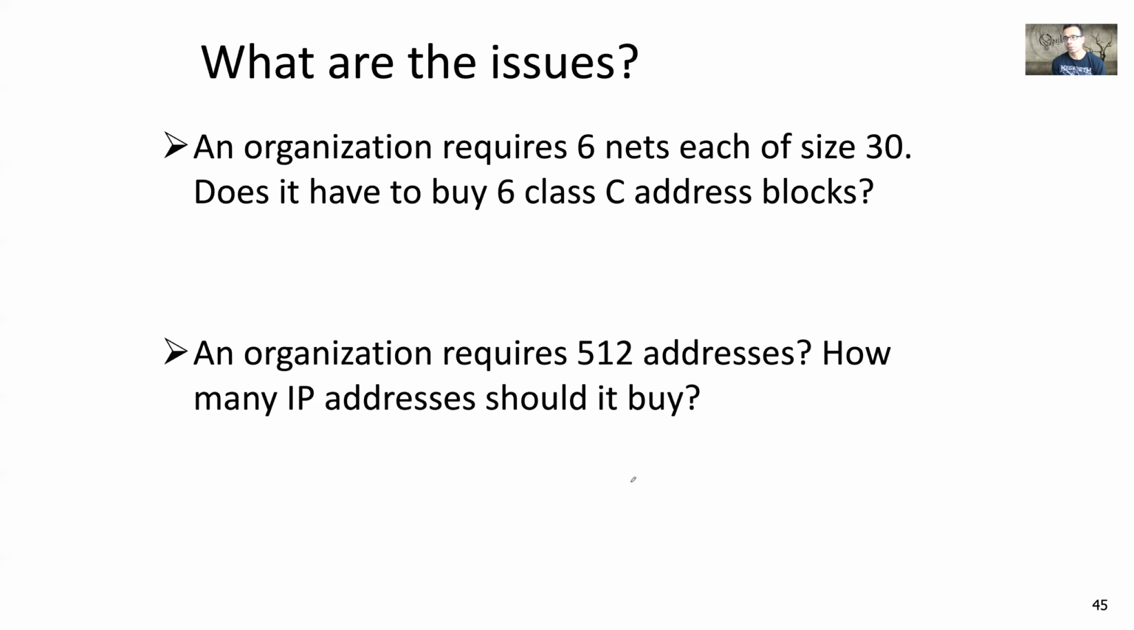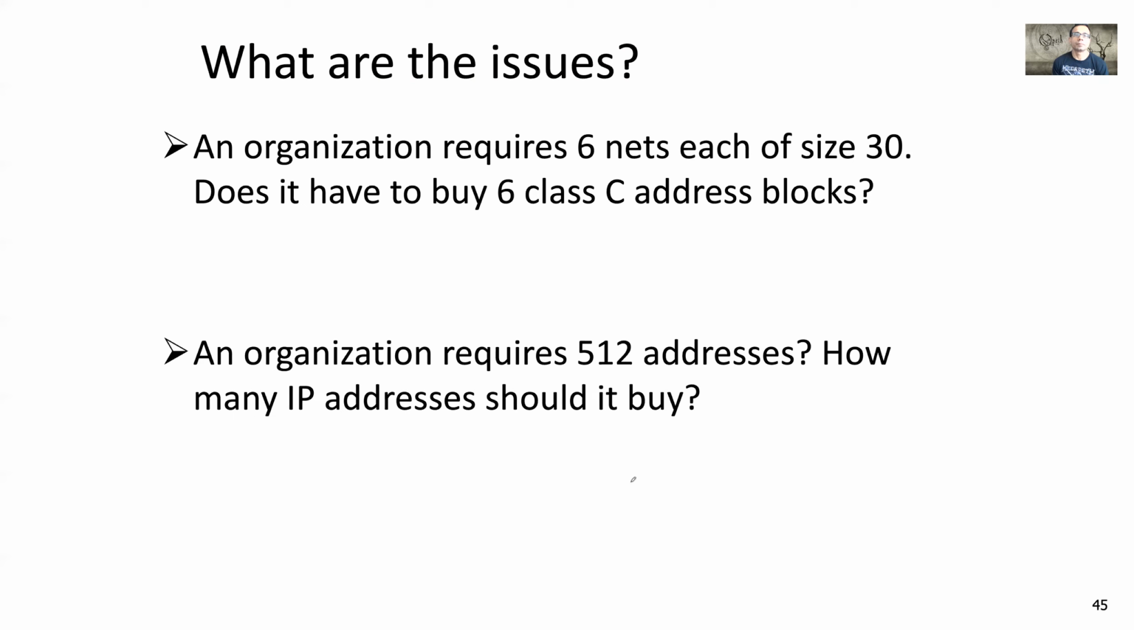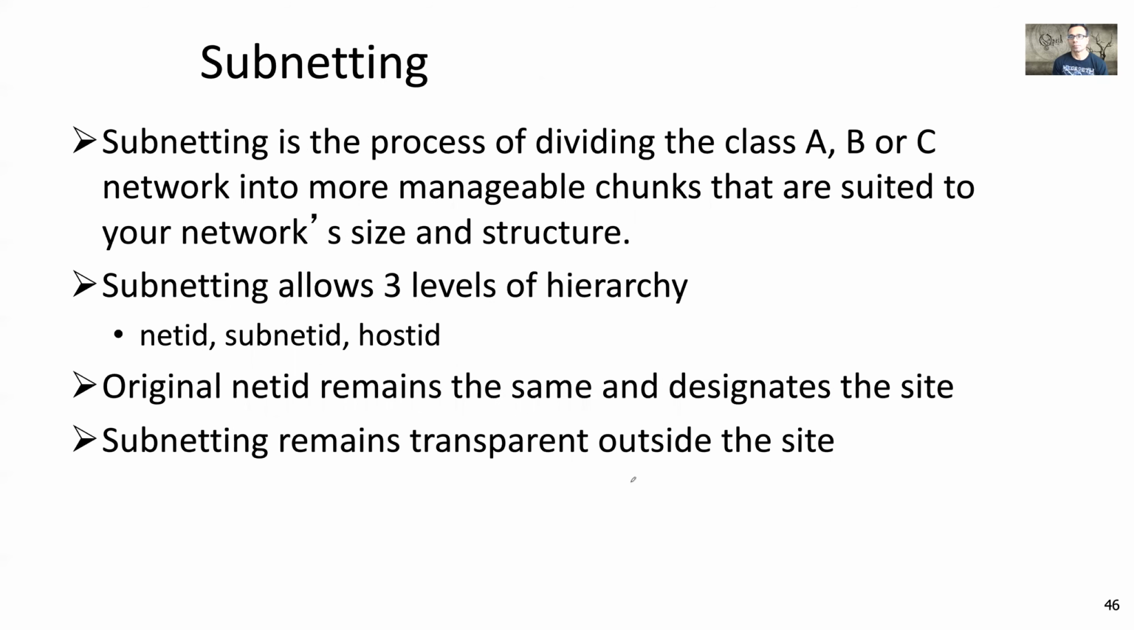So again, elaborating on that point I made, if an organization wants to create 6 internal networks, each of size 30, would it have to buy 6 class C addresses, or would it buy a class B and then divide it up? So effectively, people started encountering this problem. So what they then came up with, when they were still using these classes, was to allow an organization to obtain a class A, B, or C address, and then create these subnets that I was talking about, right?